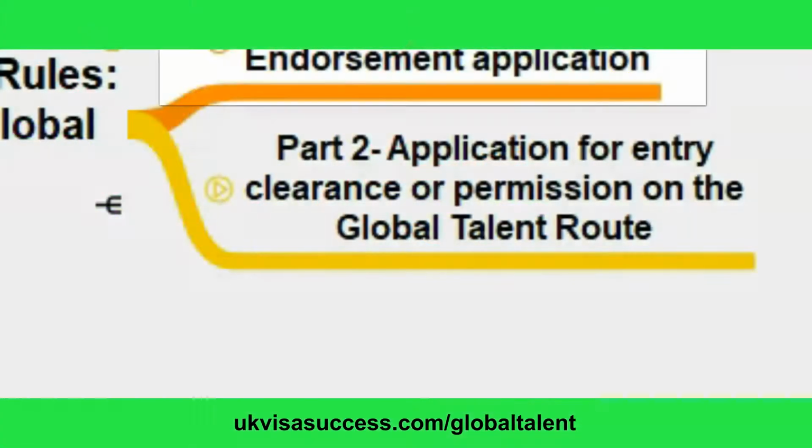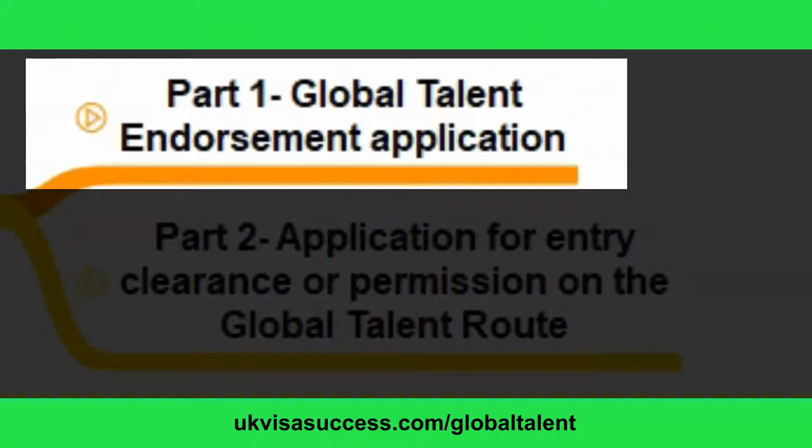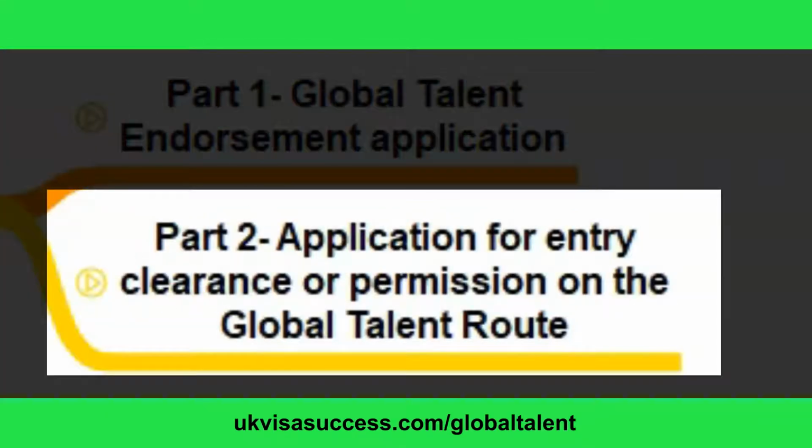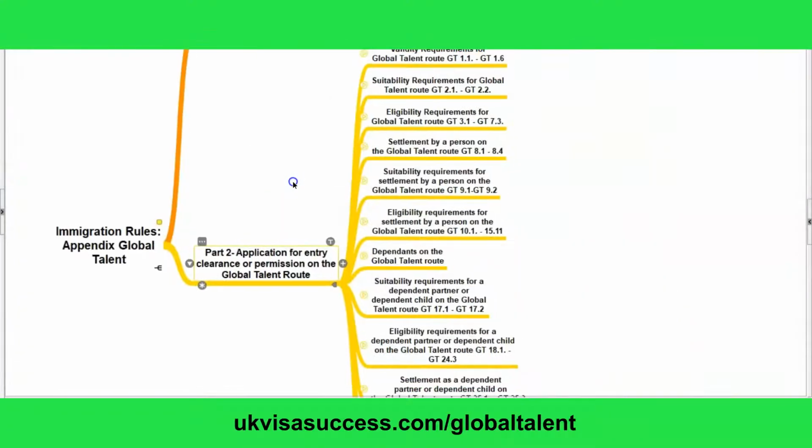So in the previous video we discussed these parts. As you know, when you are making your global talent visa application, you need to follow a certain process. The first stage is for you to apply for endorsements, and in the previous video we've discussed this part. This video is dedicated to the second part, the visa application part. Here is how it looks.